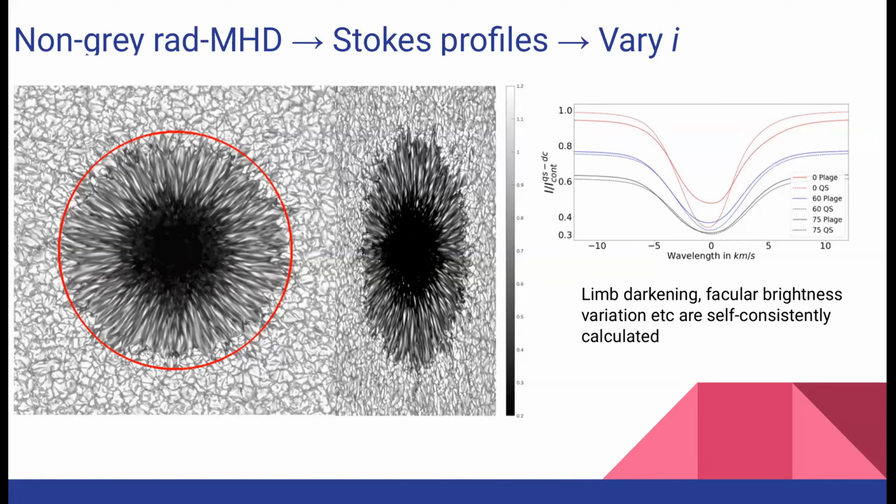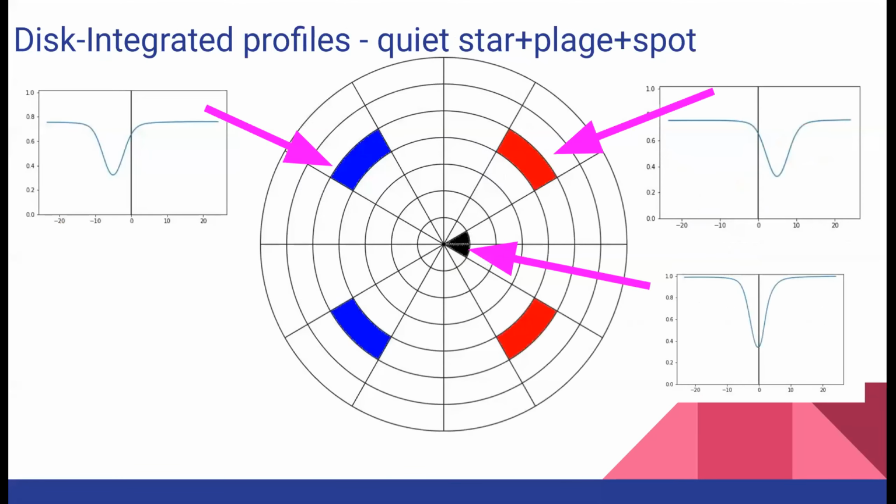And so all of these effects are intrinsically taken care of, limb darkening, facular brightness, because we are doing the full MHD simulations plus calculating the Stokes profiles. So now how can we calculate disk integrated profiles from our simulation?